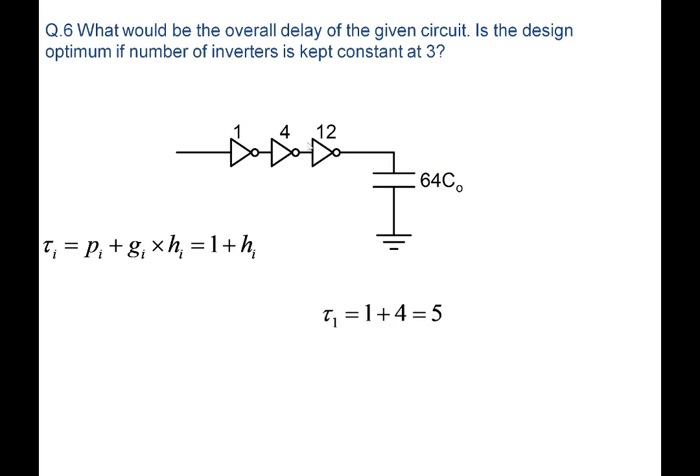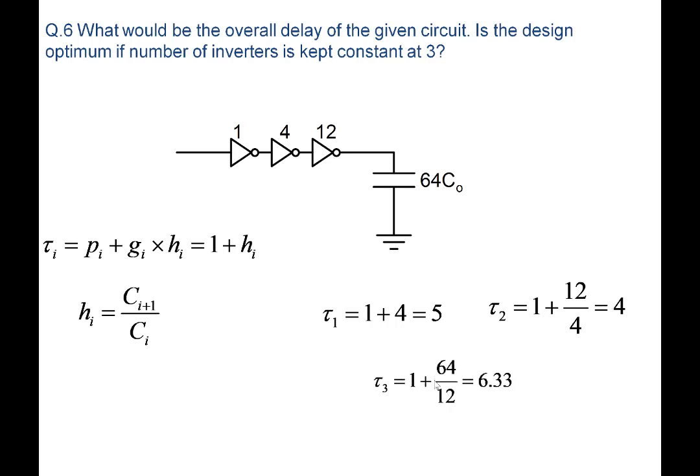So the first gate, if everything is given, the first inverter's delay is 1 plus 4. 4 is, remember what is H? The load capacitance divided by input capacitance. So it's 5. Delay of the second one, please note, 1 plus 12 by 4 is 4, and delay of the last one is 1 plus 64 by 12, 6.33.